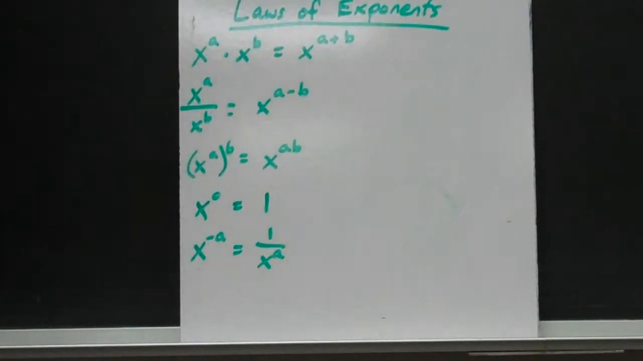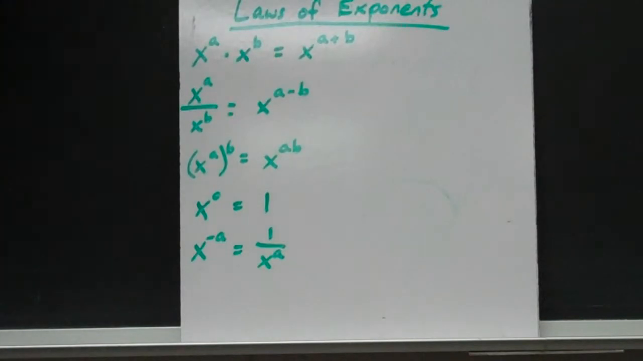This is our lesson on laws of exponents, and the first thing that we need to cover when we simplify exponents are the different laws. Starting off with multiplication. When we multiply two items with the same base, both have a base of x, we add the exponents together. So x to the a times x to the b equals x to the a plus b.